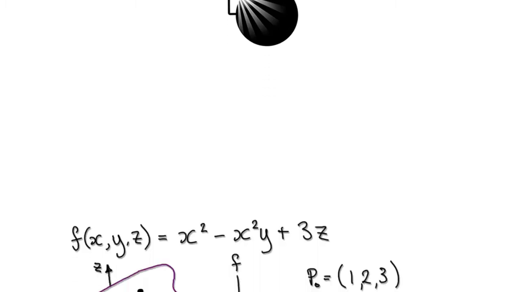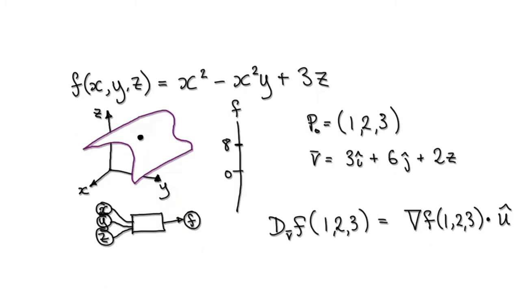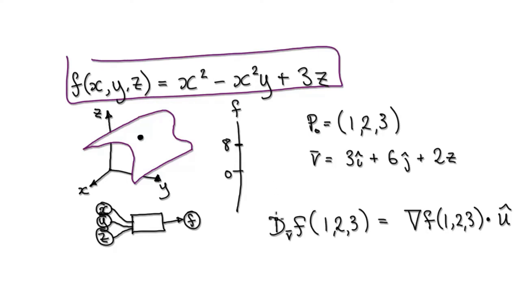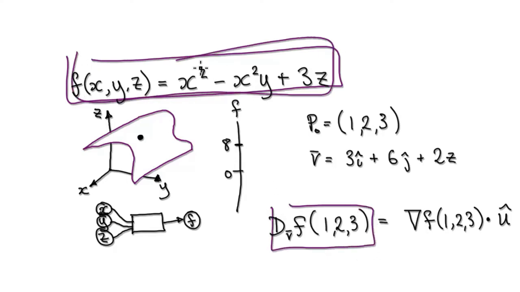In the previous video, I gave you an explanation of what it means to have the gradient vector with three independent variables. So now I'm going to give you an example. So let's look at this function here. Our job is to find the directional derivative of this function at this particular point in this direction.